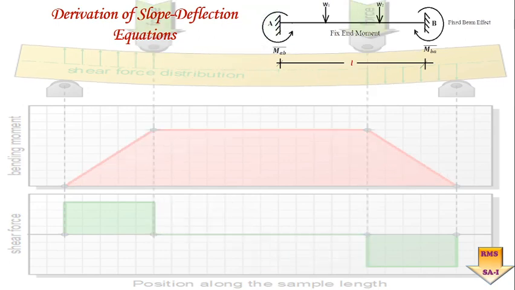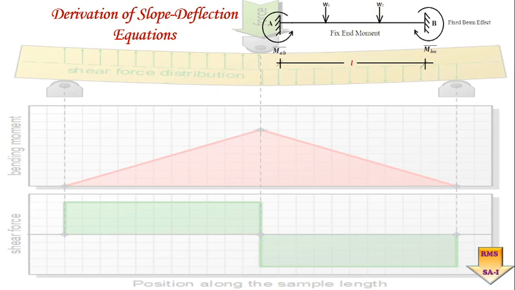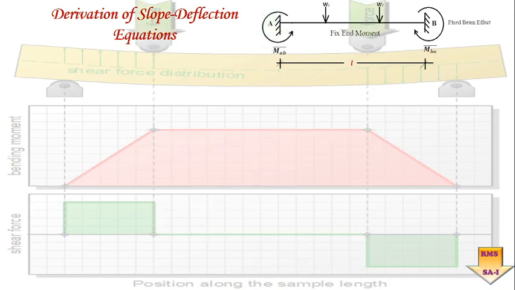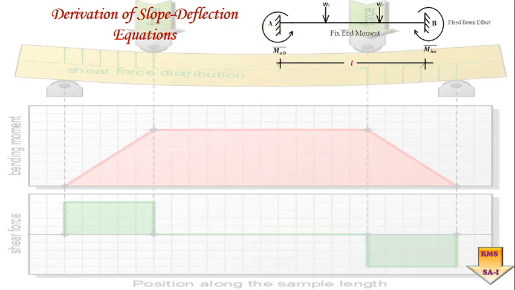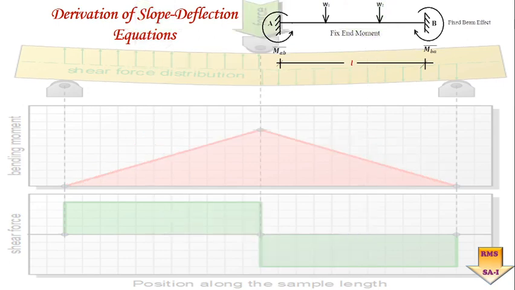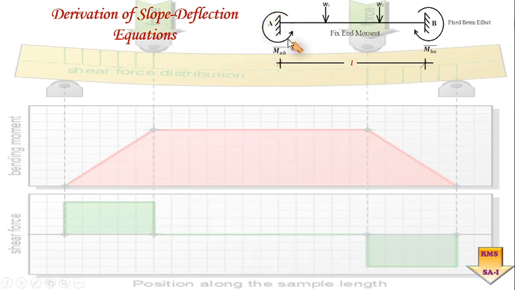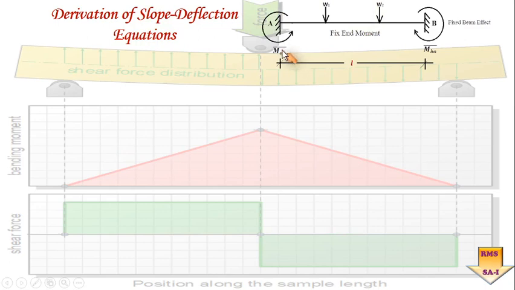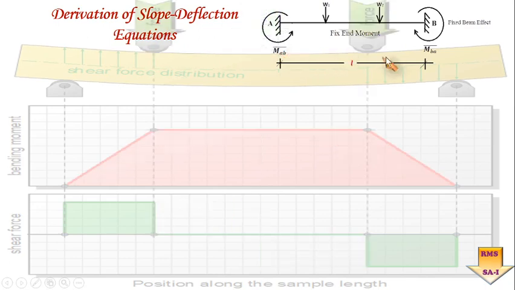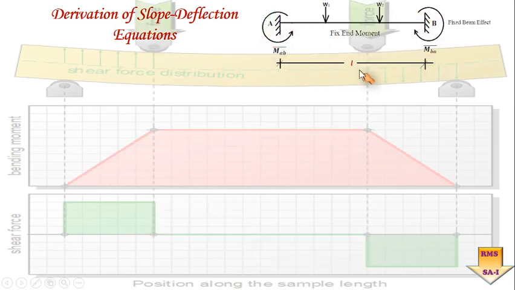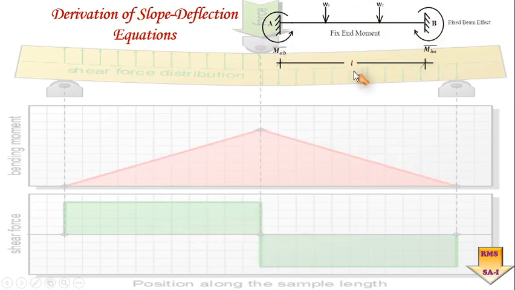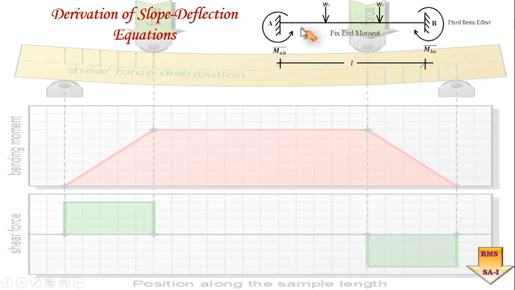To understand that, let us take this first example. This is a fixed beam. At A and B there are fixed supports, W1 and W2 are the loads applied, and the span is equal to L. Is it okay? I know what the fixed end moment is. MAB bar is the fixed end moment at A, and MBA bar is the fixed end moment at B. We know how to find these fixed end moments from the knowledge of fixed beams.